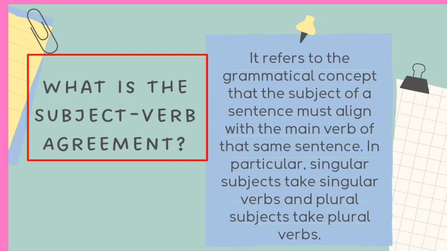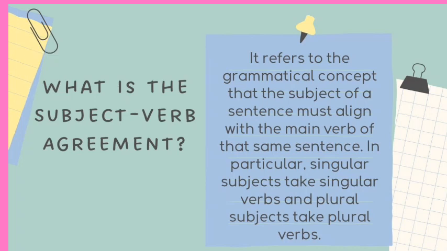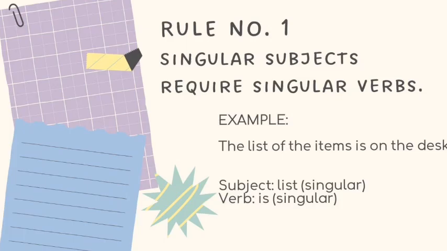We can consistently match subjects with their proper verbs by studying SVA rules and learning how to separate the prepositional phrases from the subjects. So let's proceed to our first rule. Rule number 1, singular subjects require singular verbs. Example, the list of the items is on the desk. In the given sentence, the subject is list, which is singular, and so the verb should also be in a singular form, which is "is", right? So the subject and verb agree with each other in a singular form.